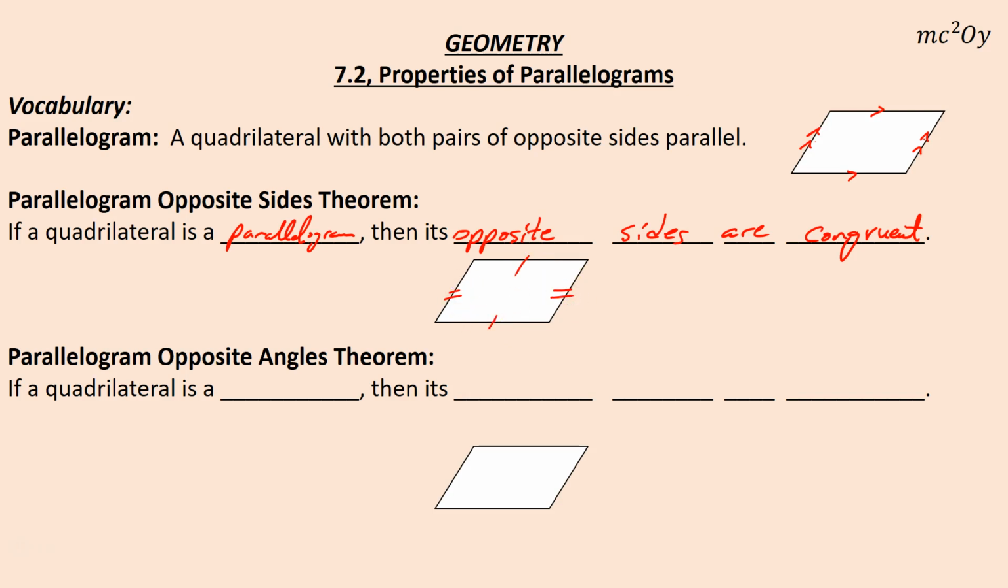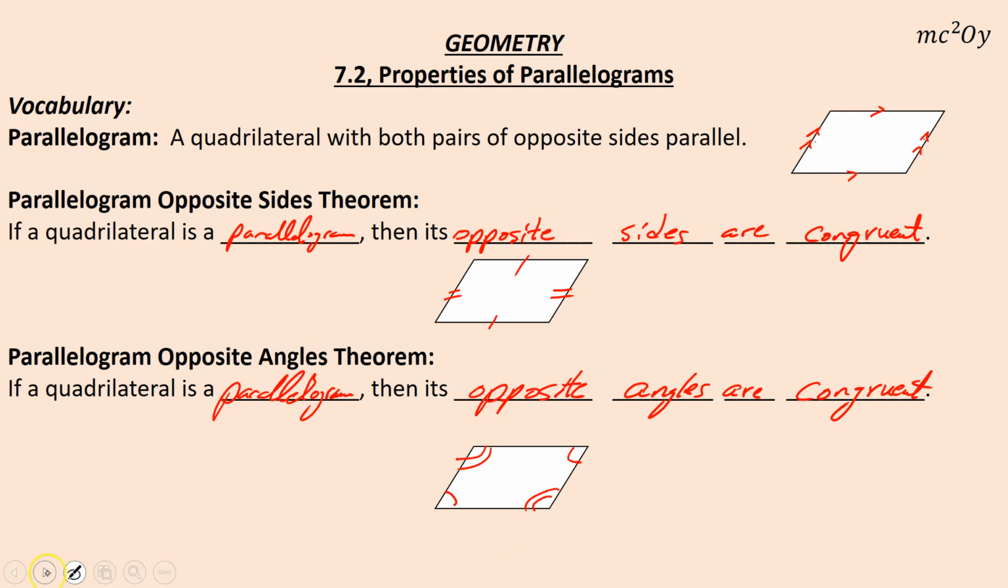The parallelogram opposite angles theorem: if a quadrilateral is a parallelogram, then its opposite angles are also congruent. Okay, so it could look something like that. That there.